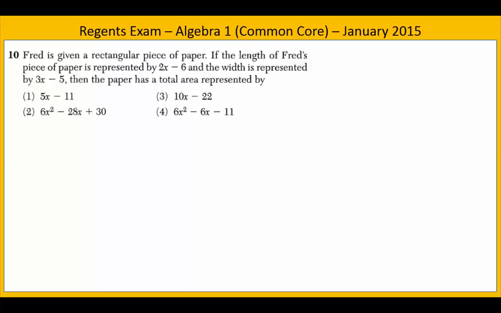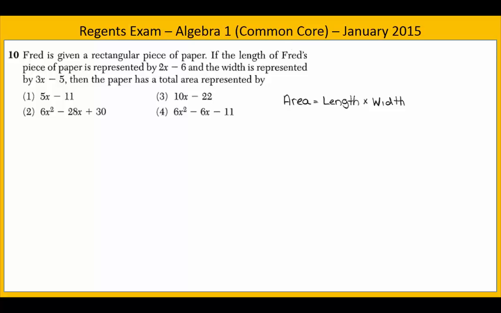In exercise 10, we're told that Fred is given a rectangular piece of paper. The length of Fred's paper is represented by the expression 2x minus 6, and the width is represented by the expression 3x minus 5. What is the total area of the paper?